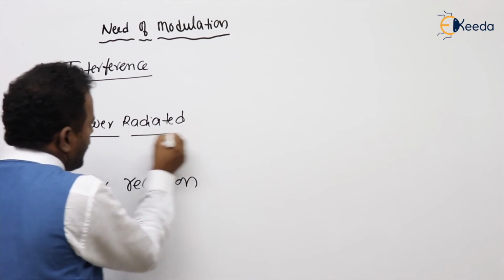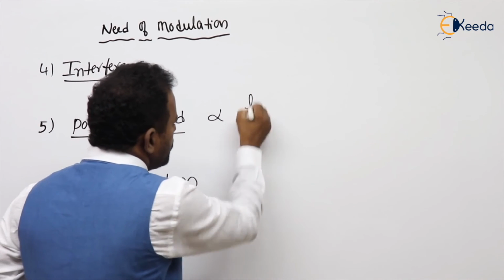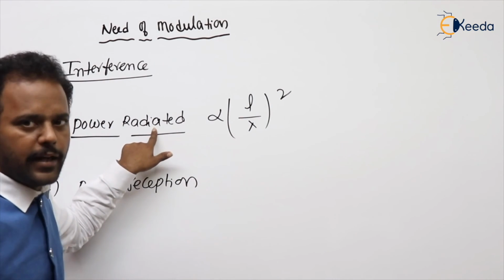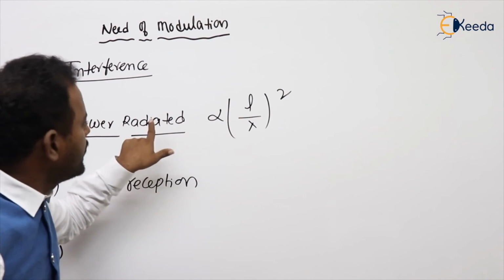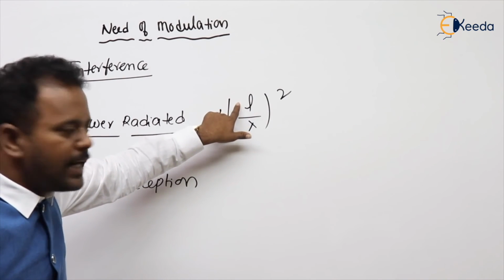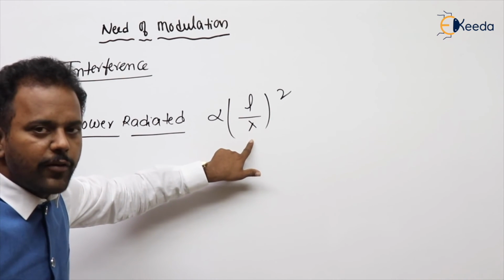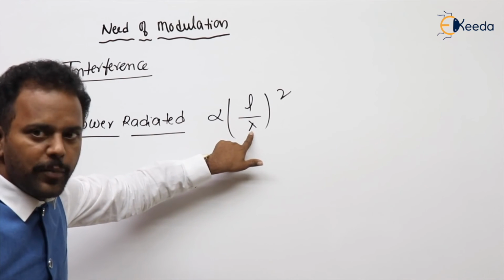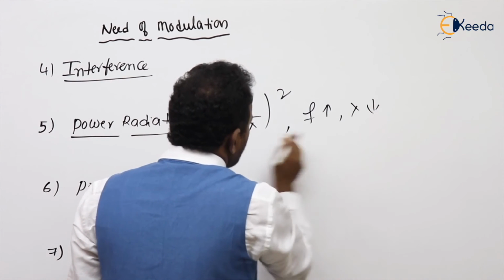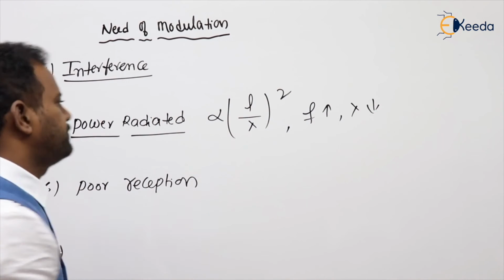Next point, power radiated. Power radiated from the antenna is directly proportional to (L/λ)², where L is the length of a linear antenna and λ is the wavelength. Power radiated from the antenna means, at the transmitting side, an antenna will be there. If the signal frequency increases, then the wavelength will decrease. If f increases, then λ will decrease. If λ is decreasing, then obviously the power radiation from the antenna will increase.